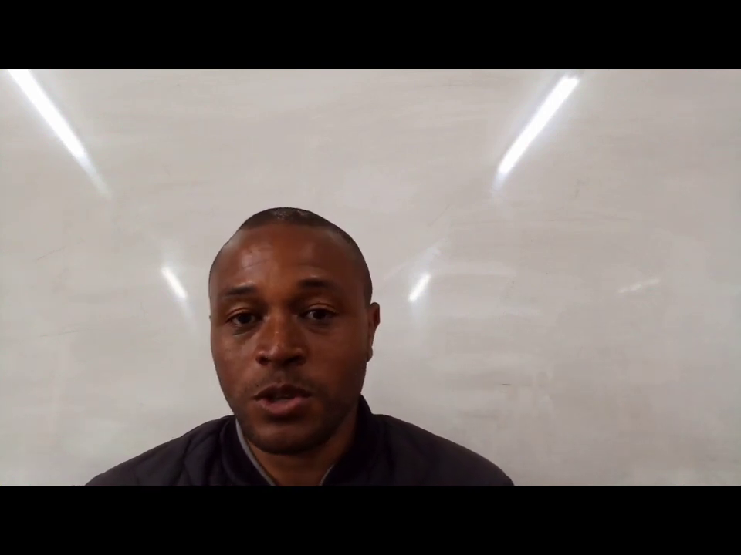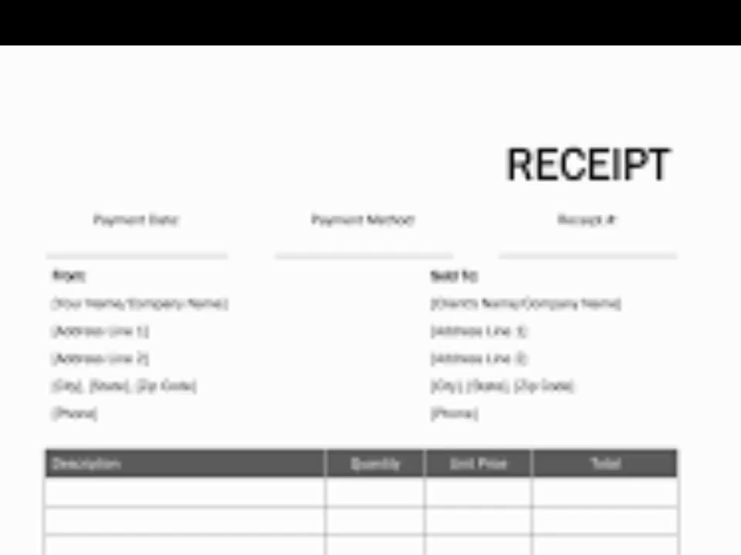Alright guys, so like I said, our topic today is on source documents, the most common source documents that we do have in accounting. The first one on my list is a receipt. A receipt is one of the most common source documents that is used by the business when it comes to entering information in the cash receipts journal.